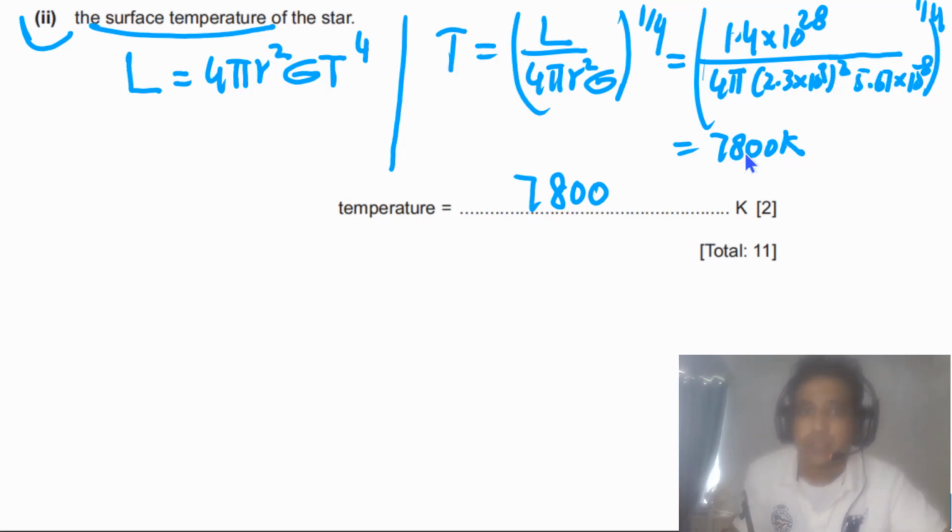This question has 2 marks. The first mark you will get if you have plugged in these values. If you have written in this form, you will get 1 C mark, and if you have got the right answer, you will get 2 marks.